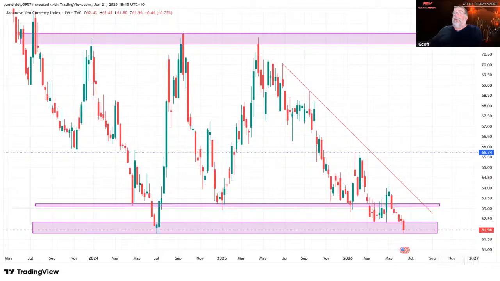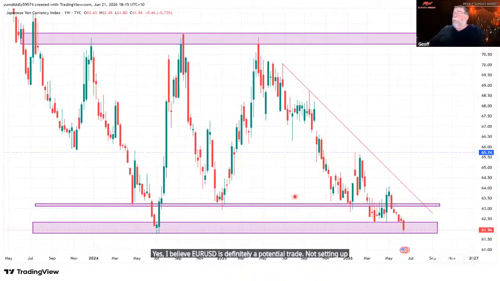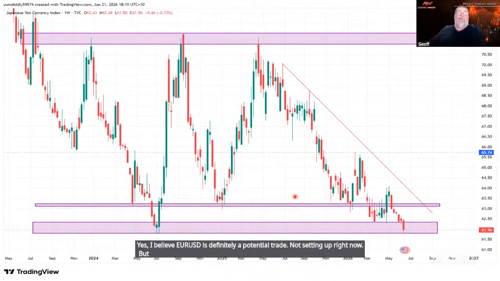Yes, I believe EUR/USD is definitely a potential trade. Not setting up right now, but let's see what price does in the early part of the week and see if we can get into it.